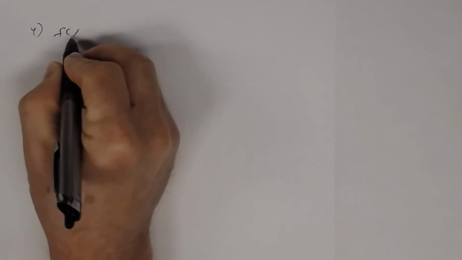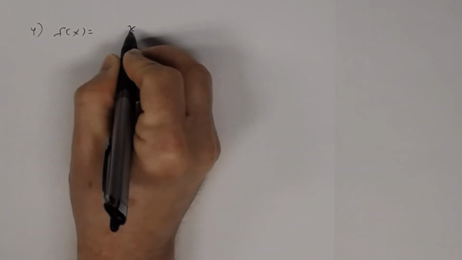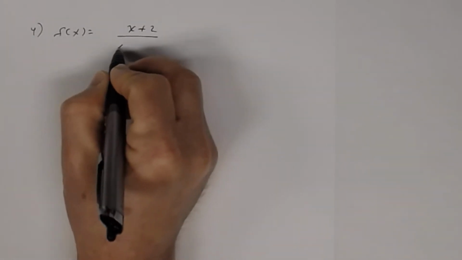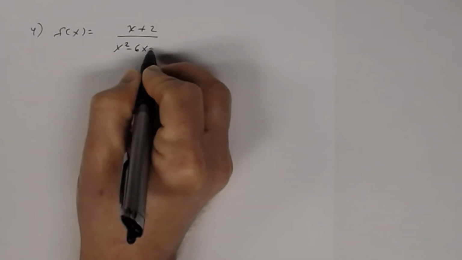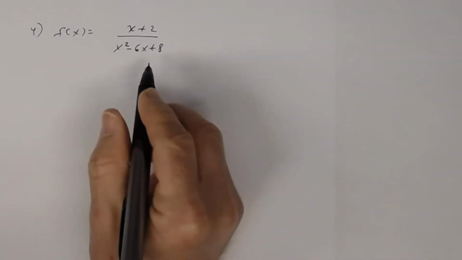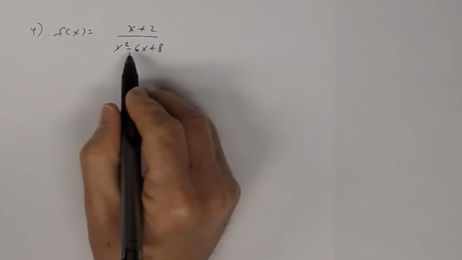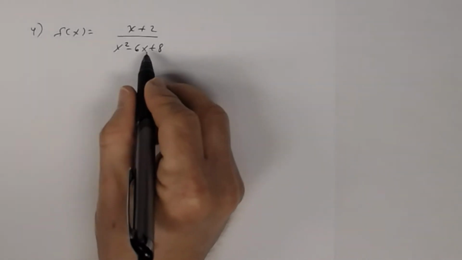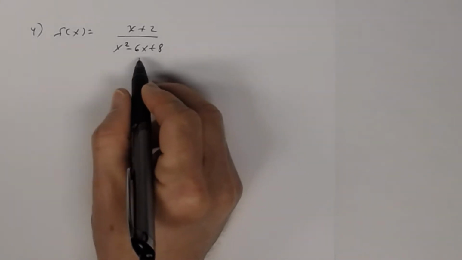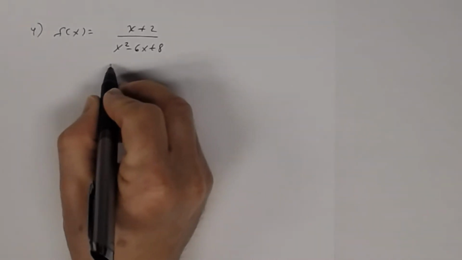Okay, let's look at number 4. For number 4, we have this function: f of x is equal to x plus 2 divided by x squared minus 6x plus 8. Before I go on, let's see if this is factorable, because I would have to set it equal to 0 anyway to find the restrictions, right? To find the domain. So let's go ahead and do that.